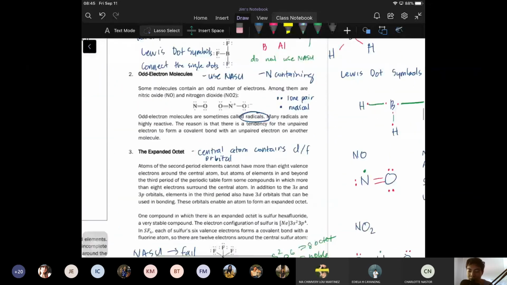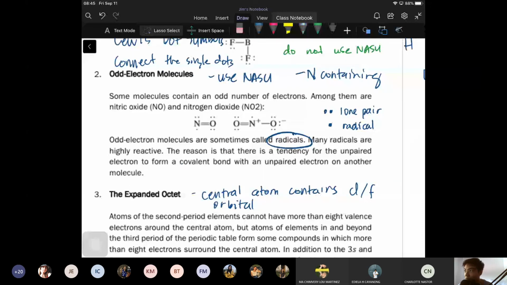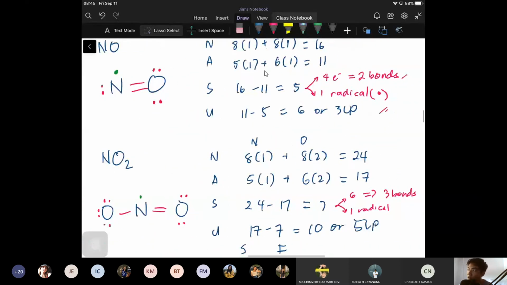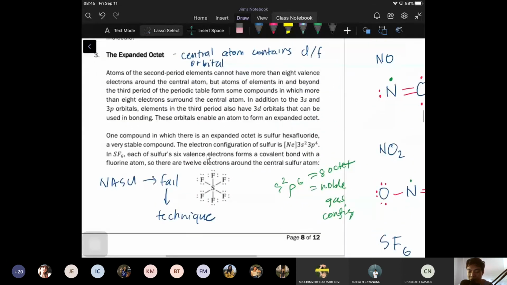The second one would be the odd electron molecules, especially nitrogen-containing molecules. So you use the NASA rule. If you see that the shared electrons are odd, that means one of those electrons is the radical. So you continue doing the NASA rule, then the radical, you just put it on nitrogen at the end. The third violation would be the expanded octet. So when will you have such a violation? If your central atom contains d or f orbitals.